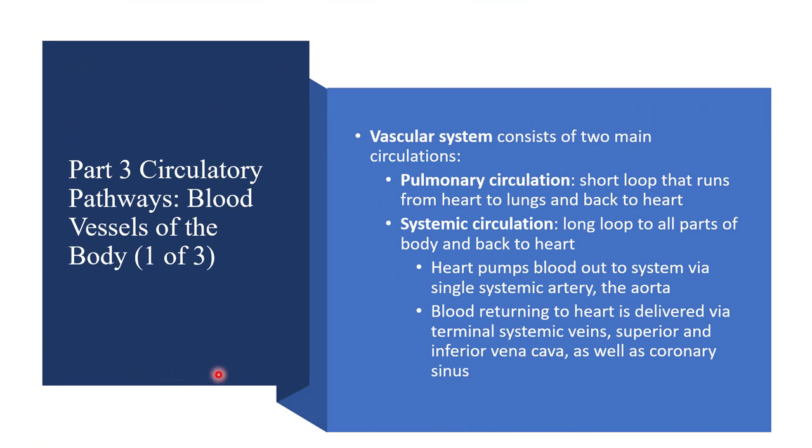So we're now going to get into the circulatory pathway. Pretty much the pathway is just a flow of blood from the heart to the lungs and then back to the heart, and it is an avenue for the lab. For instance, pulmonary circulation is a very short loop that runs from the heart to the lungs, and then back again to the heart.